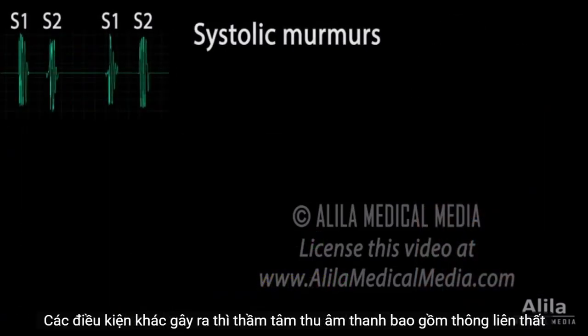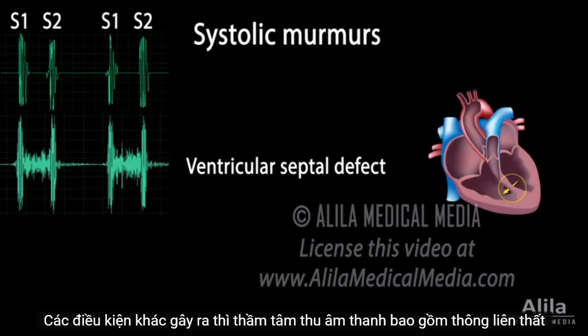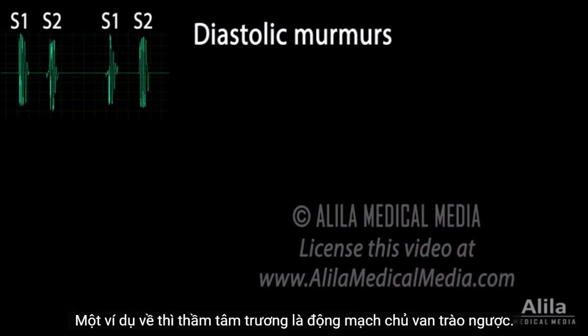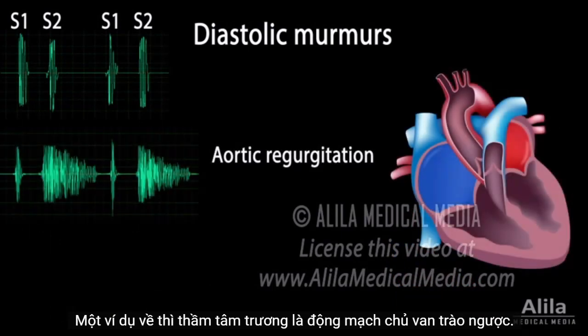Other conditions that cause audible systolic murmurs include ventricular septal defect and mitral valve prolapse. An example of diastolic murmurs is aortic valve regurgitation.